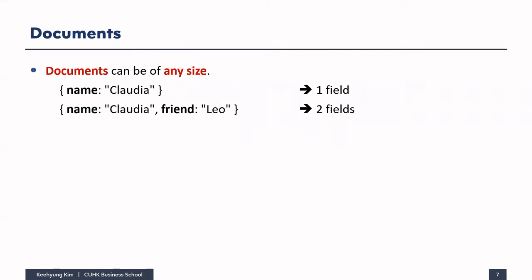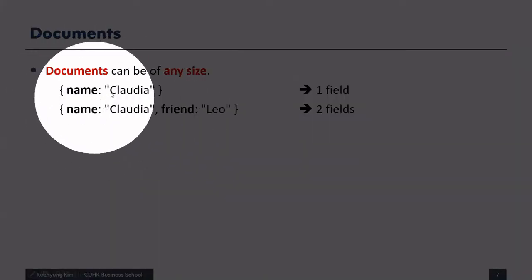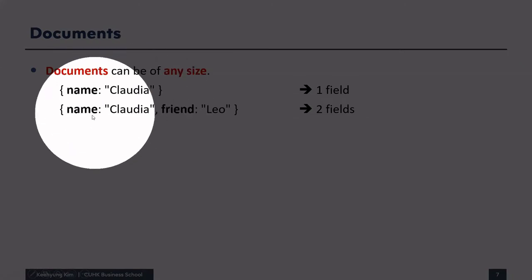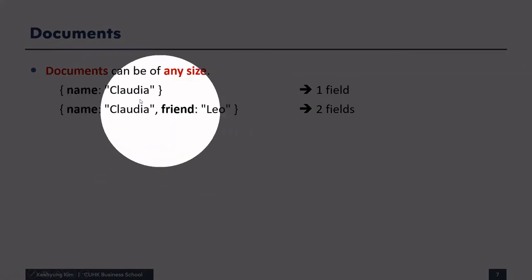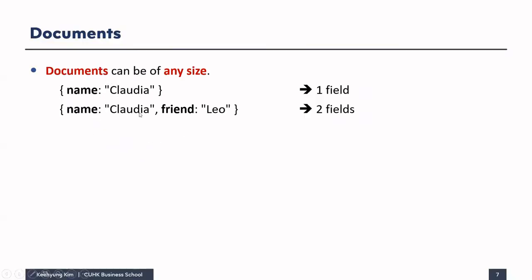So that's the first rule. There could be two documents, where the first document may have only one field, name, and the second document may have two fields, name and friend. So there is an inconsistency between these two documents, but that's fine because it's MongoDB and it supports flexible data modeling.